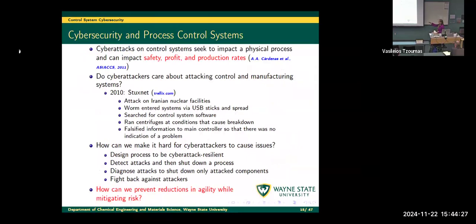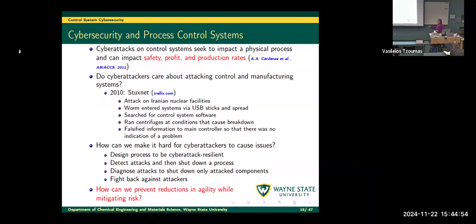Cyber attacks on control systems seek to impact a physical process and can impact things like safety, profit, and production rates. So we might ask, do cyber attackers actually care about attacking our control and manufacturing systems? And the answer is yes. And how can we tell? Well, there are examples of cases where control and manufacturing systems have been attacked.